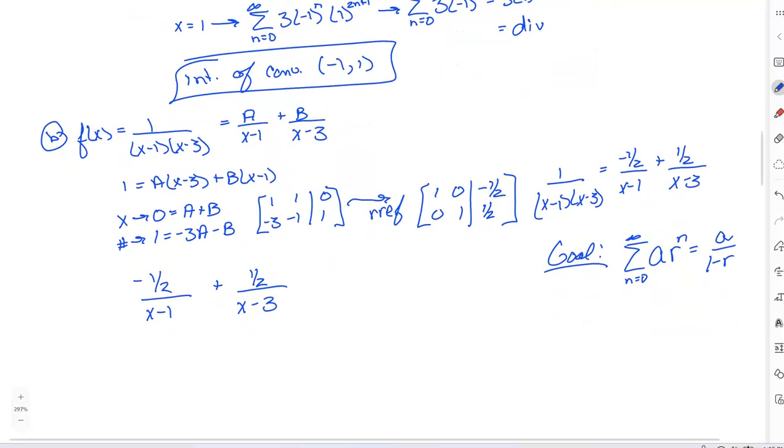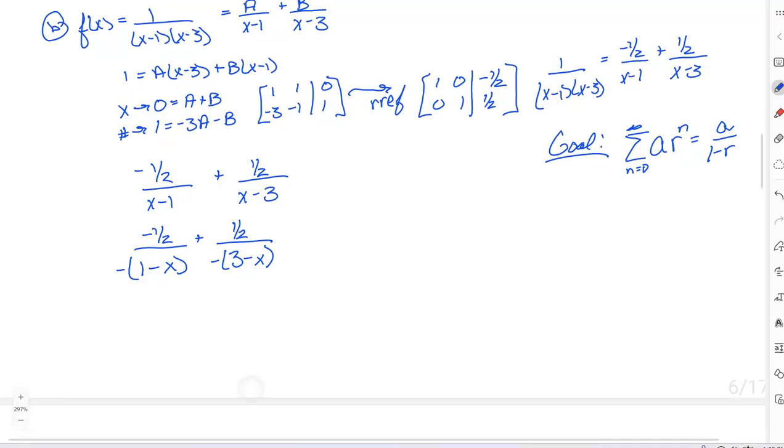So what if I were to pull a negative out the bottom of each of these? If I pull a negative out, that's going to leave me with a 1 minus x. And then same thing in the bottom of the second one. If I pull a negative out, that's going to leave me with a 3 minus x. And I'm going to move that negative to the top. So this is going to be 1/2 over 1 minus x. And this is going to be a negative 1/2 over 3 minus x.